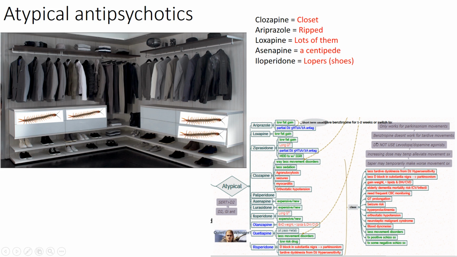For the first one on the list, which is clozapine, I tied them all into a closet. These are atypical antipsychotics, the rest of them. Here's what I tied in. This is clozapine, which stands for this closet. Aripiprazole: some of these clothes are ripped, and that's stylish. They're ripped.